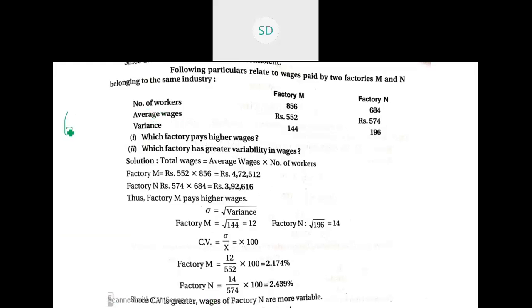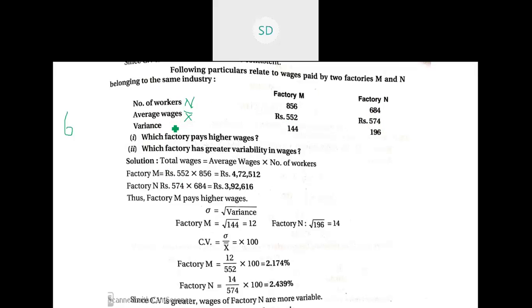This can be asked for 6 marks questions. You have one similar question in the question paper also. So, number of workers will be N: 856 and 684. Then average wages will be X bar. For factory M and factory N, we have N, the number of workers. Average wages is X bar, that is arithmetic mean: 552 and 574.